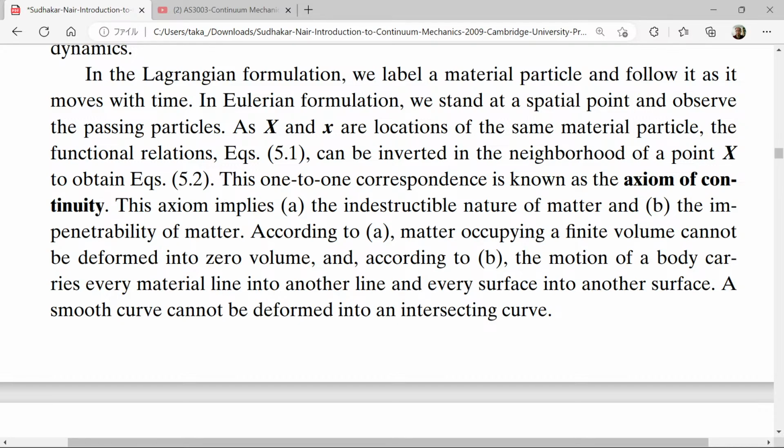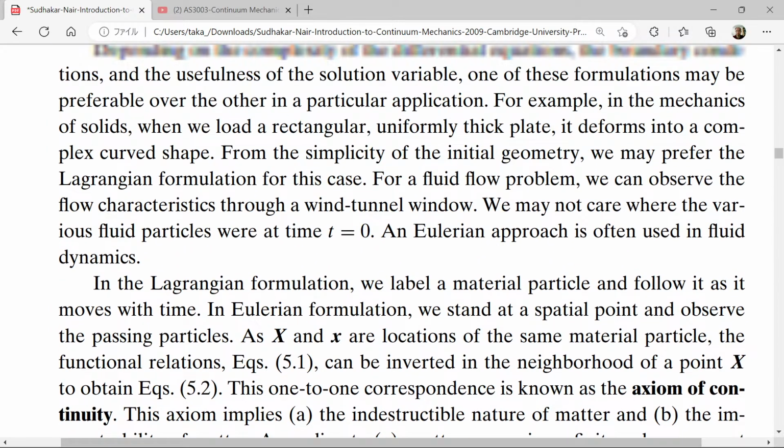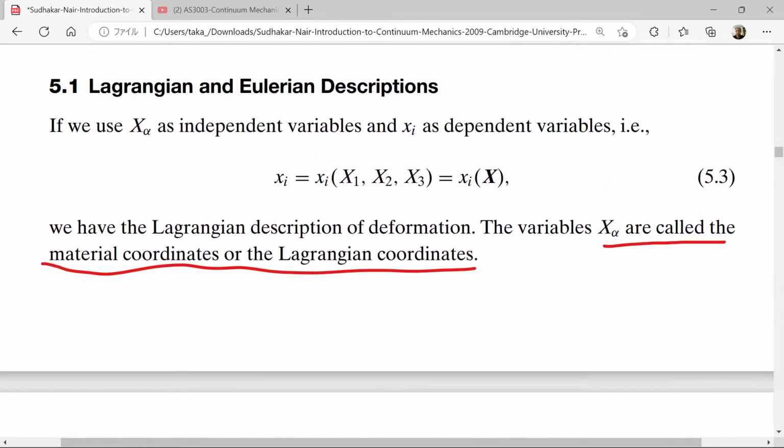As X and small x are locations of the same material particle, the functional relations, equation 5.1, can be inverted. Here, 5.1.